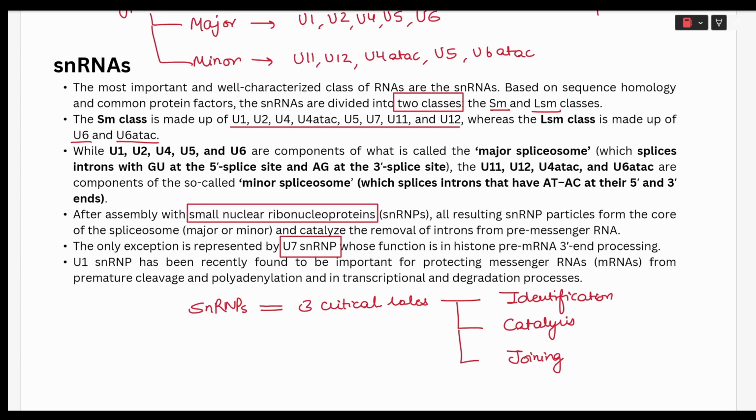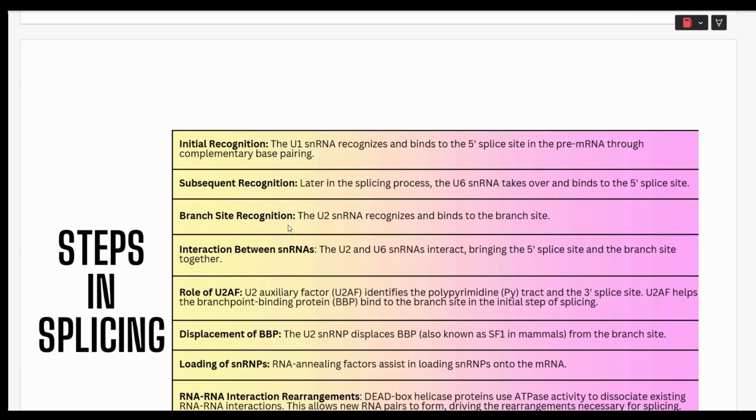The U1 snRNP, which is a part of the major spliceosome, has recently been seen to have other functions that we didn't know earlier. For example, it protects the messenger RNA, the mRNA, from premature cleavage. It also helps in polyadenylation. It also helps in other processes, as I have mentioned here. Okay, so now let's get moving.